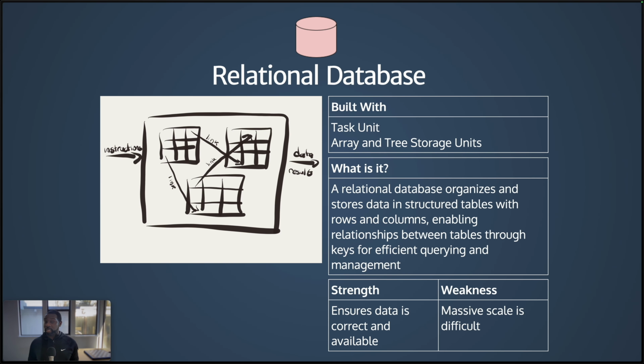Now we're going to go into a little bit more complicated storage building blocks. You have the relational database built with a task unit, an array, and tree storage units. I'm going to first read the definition here. A relational database organizes and stores data in structured tables with rows and columns, enabling relationships between tables through keys for efficient query and management.